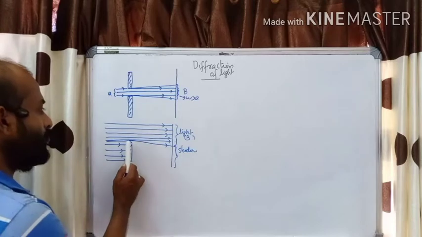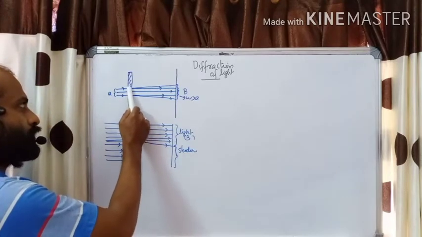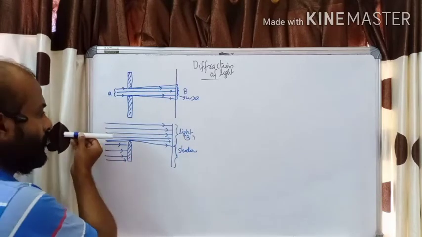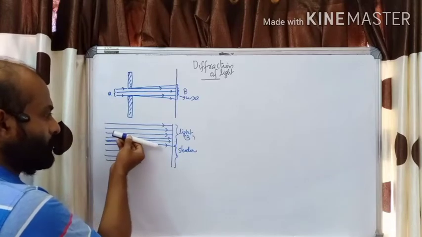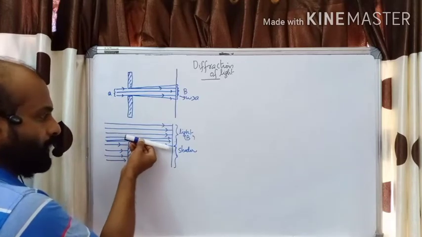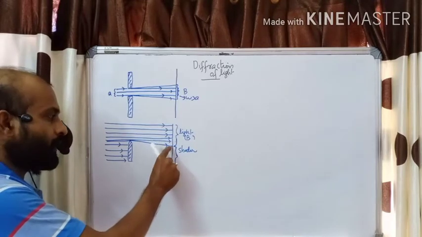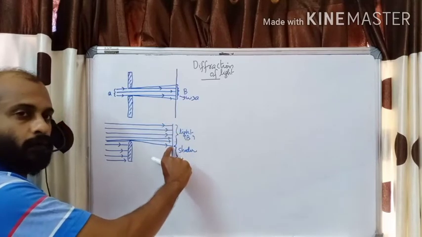So we can see that at the edges of the obstacle, this is the slit, these are the edges. At the edges, the light rays undergo slight bending. In addition to traveling straight, a few light rays will bend at the obstacle. After bending, the light rays are occupying this portion. So the light reaches this region. This portion will be lighted and this will be the shadow portion.